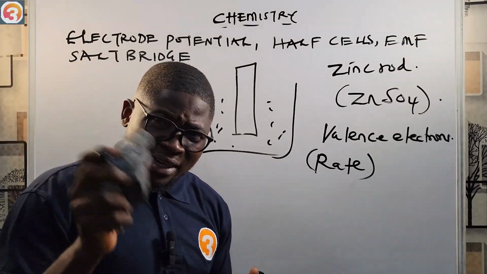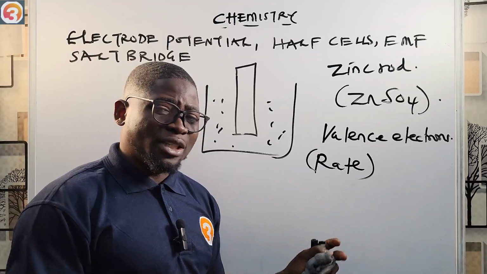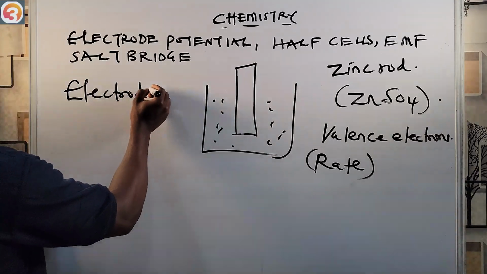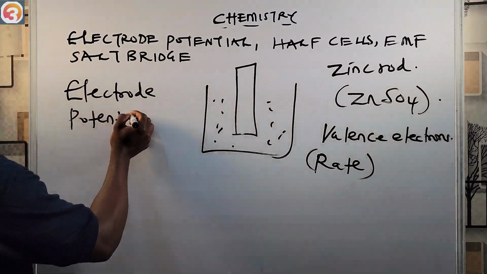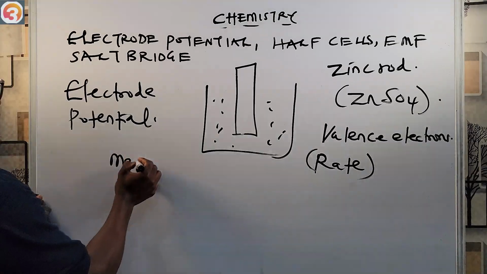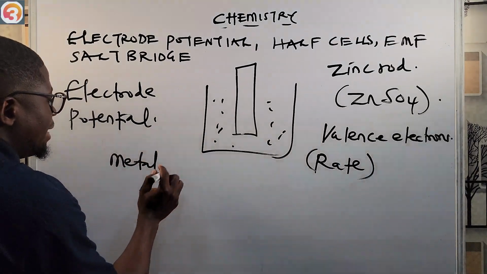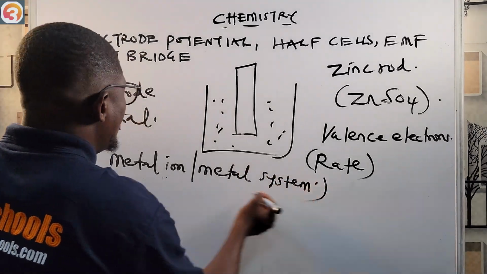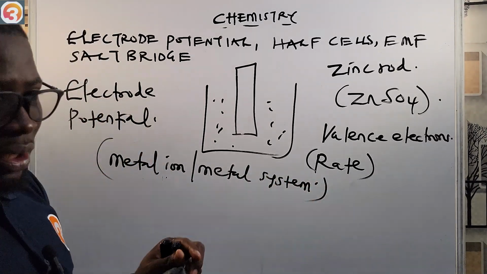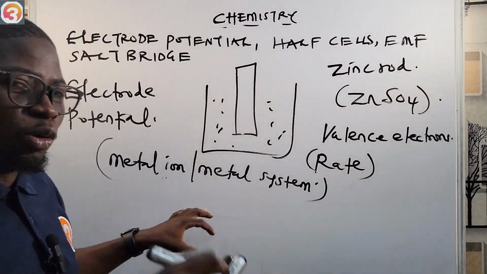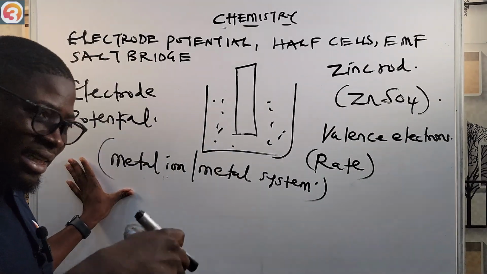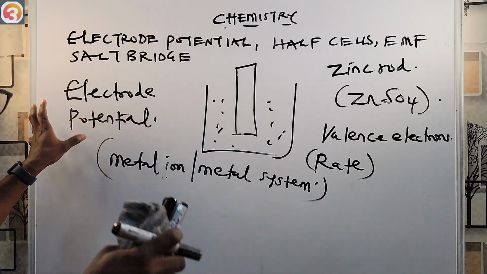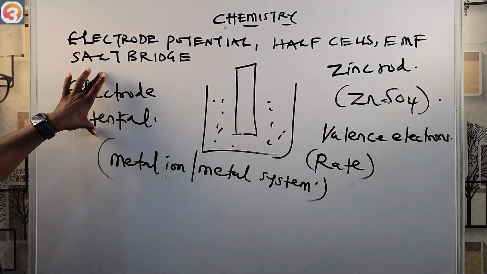Now, the potential difference that is set up between the metal rod and the solution of the salt is what we call the electrode potential of that particular metal ion or metal system. So a potential difference, PD, is set up between the metal rod and the solution of its salt, and that is called the electrode potential.